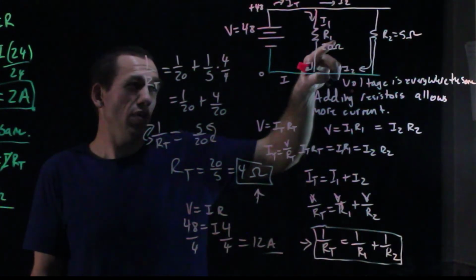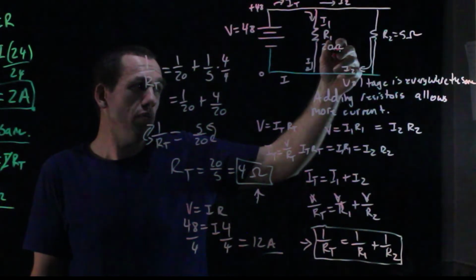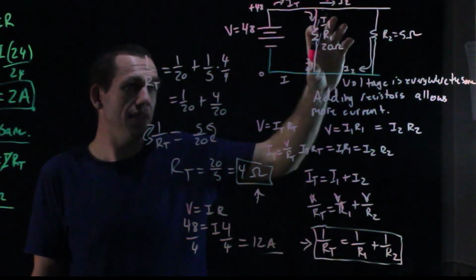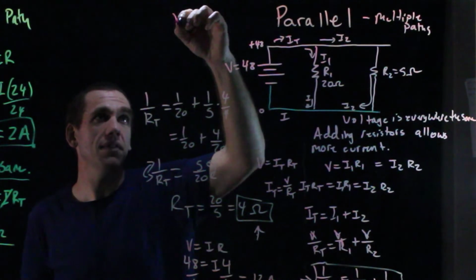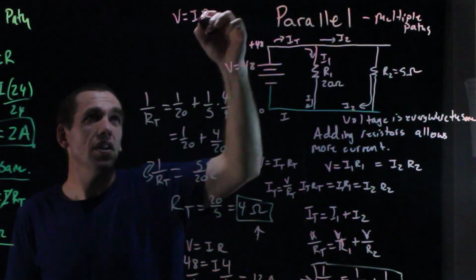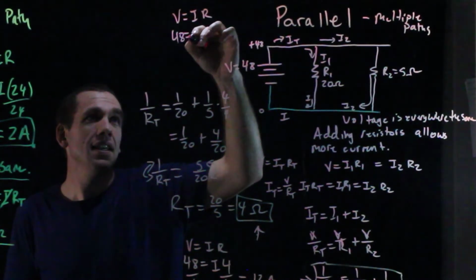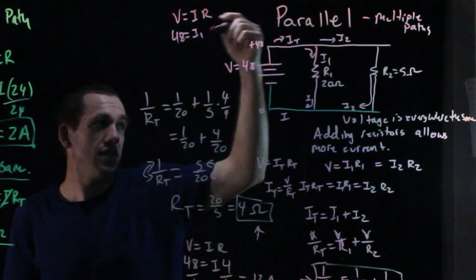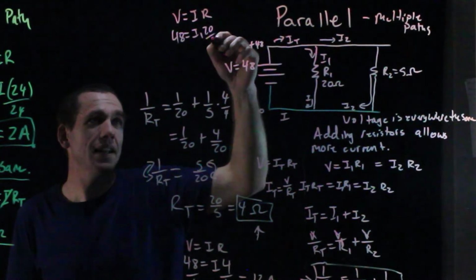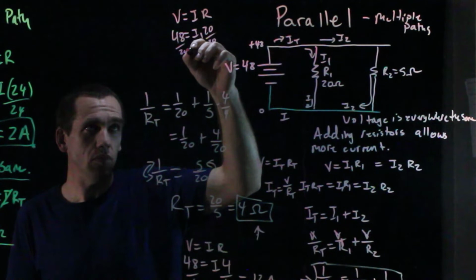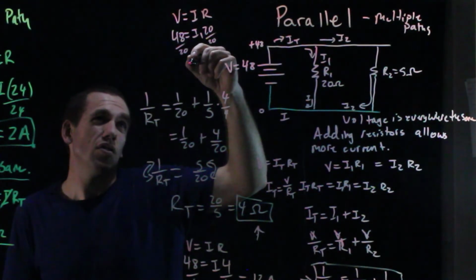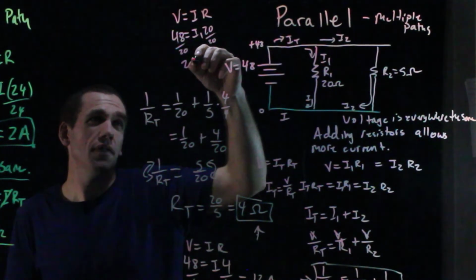Instead, we could say, well, this resistor is 20 ohms, and it's got 48 volts of potential difference, so we would say V equals IR, and we would have 48 equals I1 times R1, which is 20, and we would divide both sides by 20, and we would see 2.4 amps.